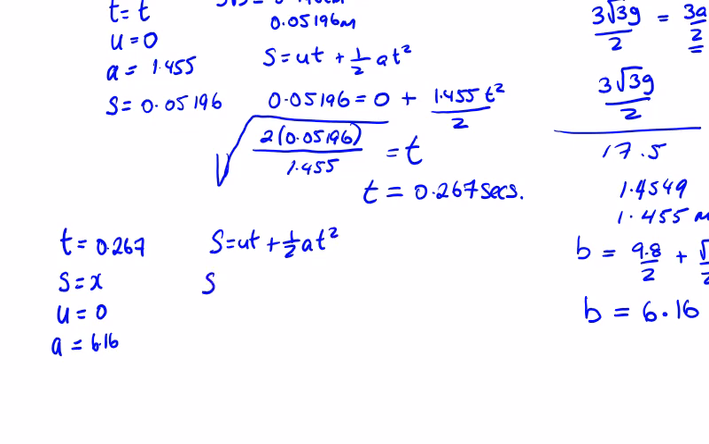S is equal to ut plus a half at squared. So S is what we're looking for. We'll call it S. It starts from rest, so we're looking at a half by 6.16 by t squared, which is 0.267 squared. And typing that into our calculator, S is equal to 0.2195 meters. And that's this question complete.